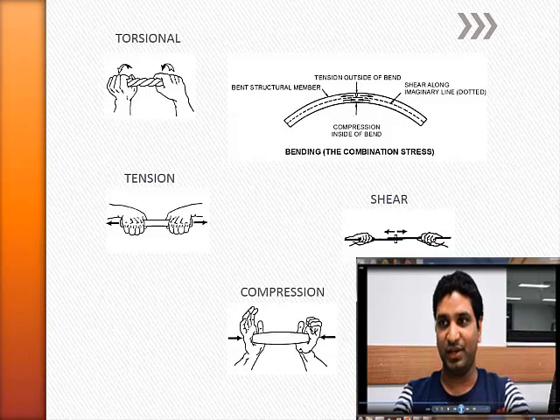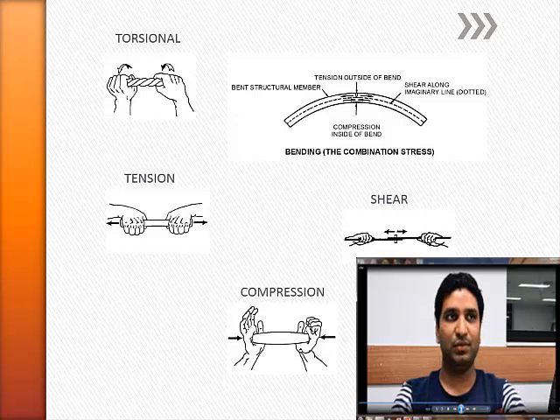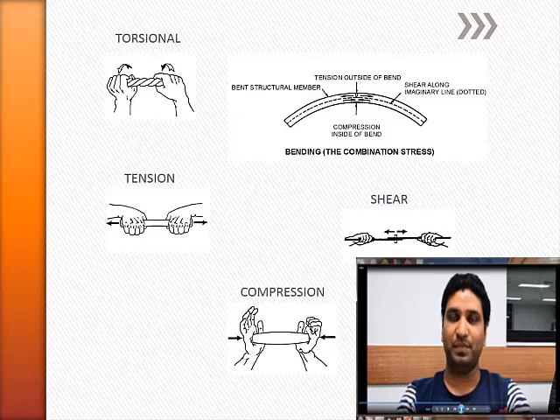The next one is the shear, which is exerted when two pieces of fastened material are pulled or tend to separate. Bending is the combination of tension and compression. For instance, when you bend a tube, on the outer side of the tube you get the tension, and on the inner side or underside of the tube you get the compression.